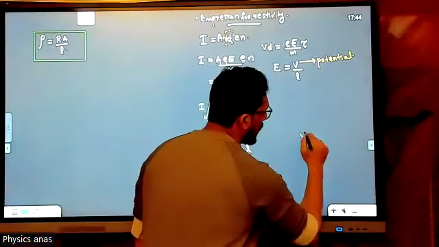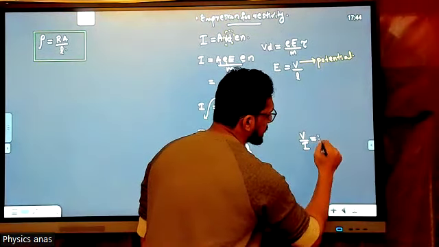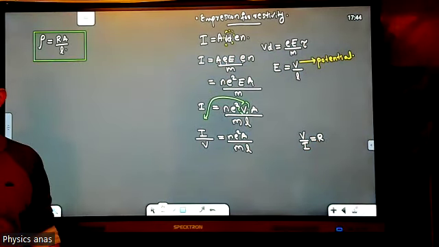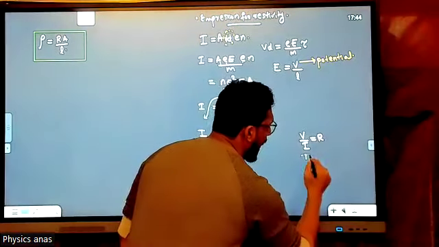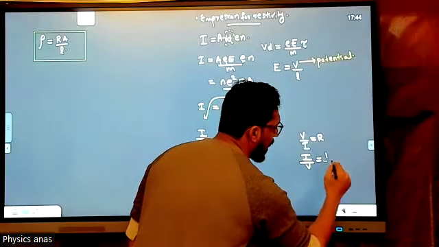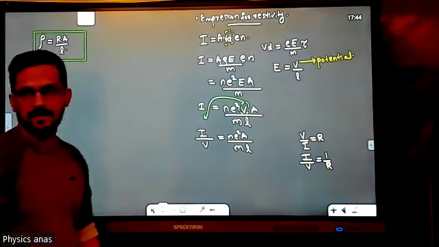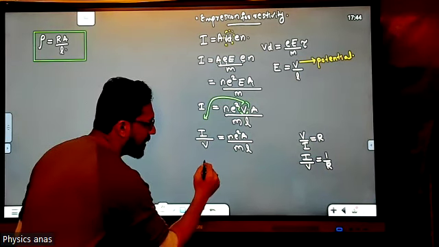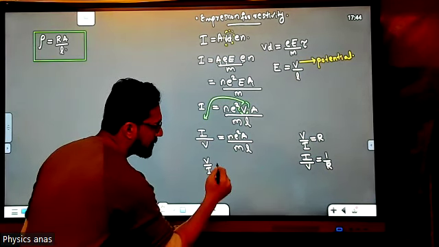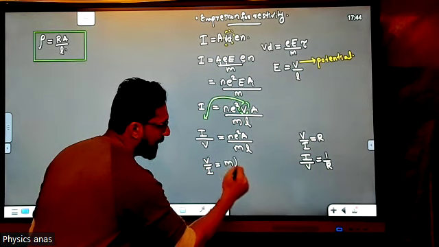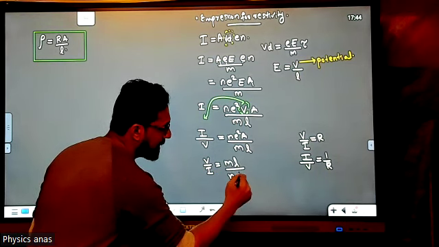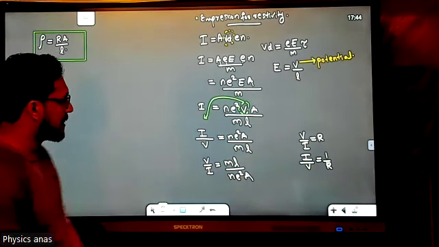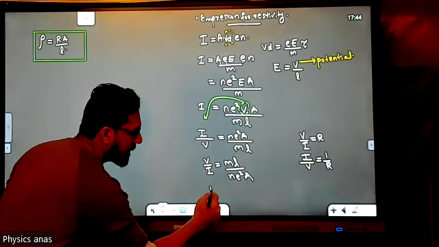What is this I by V? We know that V by I is resistance. So what will be I by V? That's 1 by R. I by V is 1 by R. So now this is 1 by R. If you are taking the reciprocal, it will be that. If you are taking V by I, that will be m L divided by n e square A. Right. Now this is V by I. V by I is resistance.